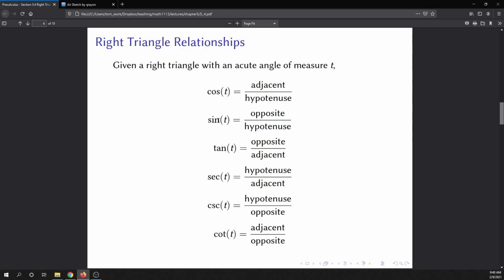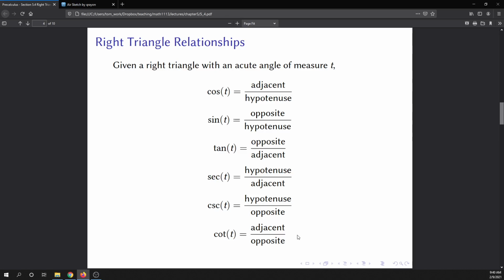For the sine, it would be the opposite over the hypotenuse. For tangent, it would be opposite over adjacent. Secant would be hypotenuse over adjacent. Cosecant would be hypotenuse over opposite. Cotangent would be adjacent over opposite.